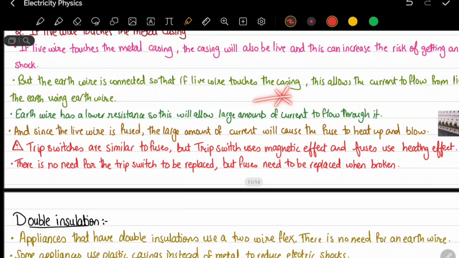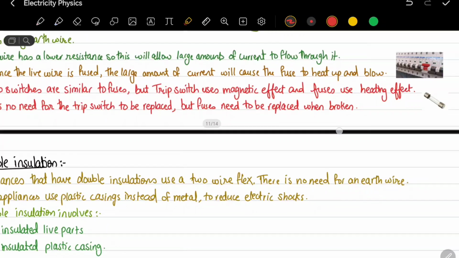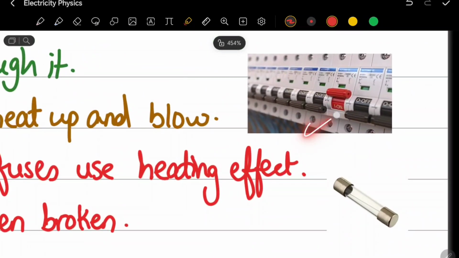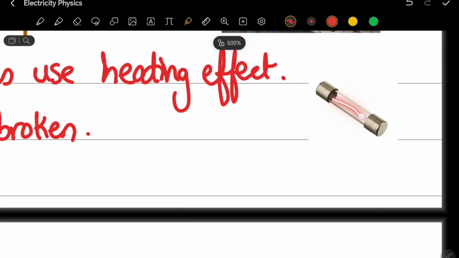Now we have trip switches. They're very similar to fuses, but trip switches use the magnetic effect, and fuses use the heating effect. There is no need for the trip switch to be replaced, but fuses need to be replaced because they blow, or basically the thin wire inside the fuse melts, so it needs to be replaced with a new one. This is an example of a trip switch, and this is a fuse. As you can see, the small tin wire inside the fuse melts, and this will cut the circuit.